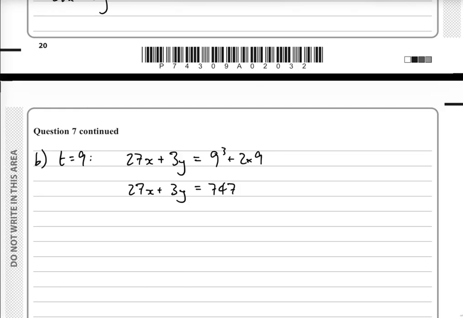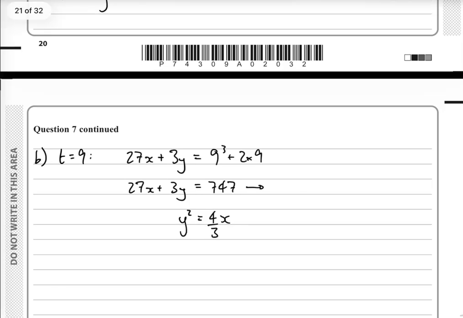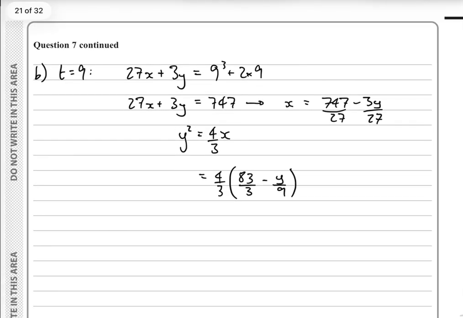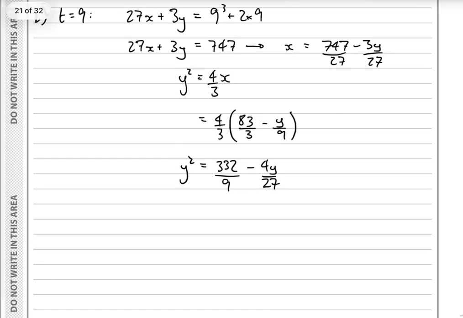Like that. And then we need to combine that with the original equation given in the question, which was 4/3 of x. To do this, I'm going to manipulate to make x the subject by doing (747 minus 3y) divided by 27. And then I can just drop that in here with the 4/3. My calculator tells me that's 83 over 3 minus y over 9. Multiplying that out is 332 over 9 minus 4y over 27. And that's y squared. Get rid of all those pesky fractions.